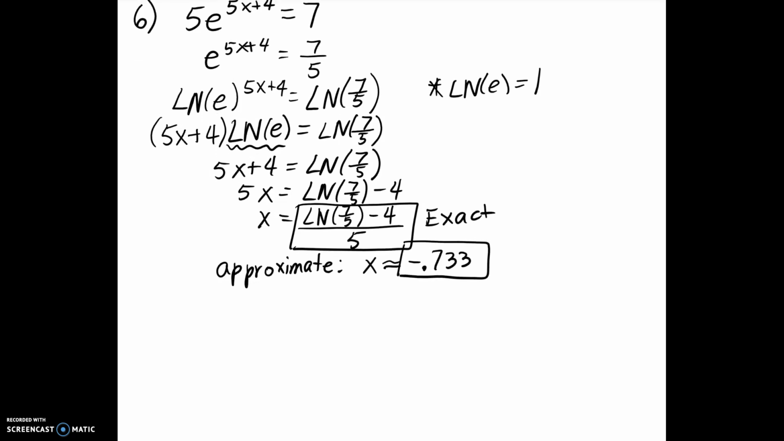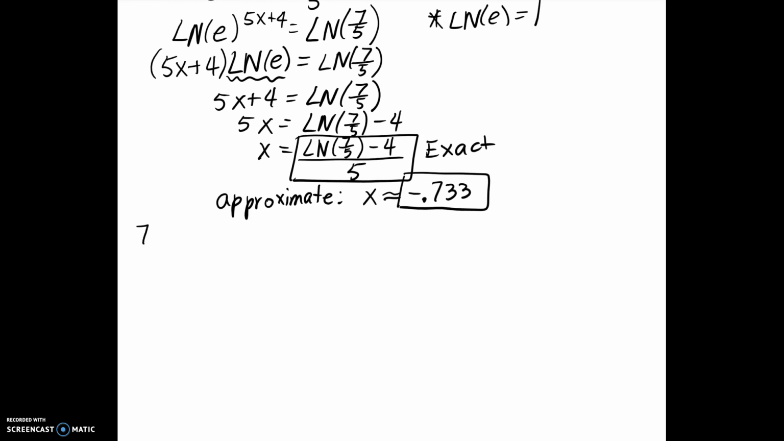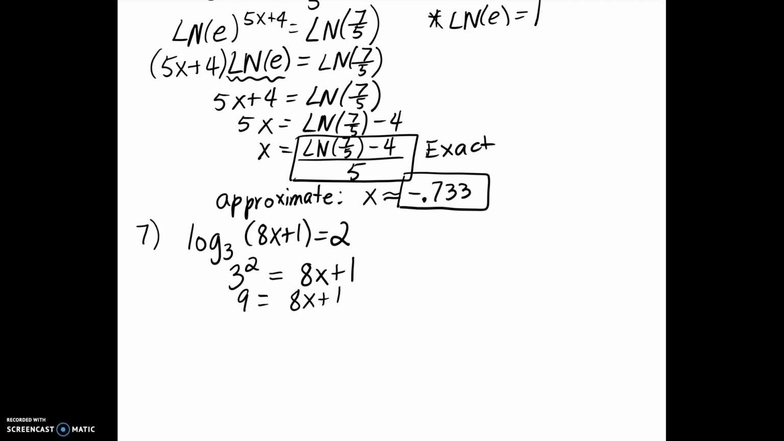The last few are log equations, whether we're switching to exponential form to solve it or we're just setting the two inside parts equal. So this first one, log base 3 of 8x plus 1 equals 2. If you have a logarithm on one side but not on the other, you need to switch to exponential form first. So we're going to make this 3 squared is equal to 8x plus 1. Once you do that, usually you have a fairly easy equation to solve. It depends if it's quadratic or not. In this case, this one's pretty straightforward.